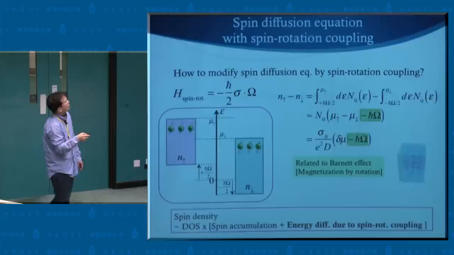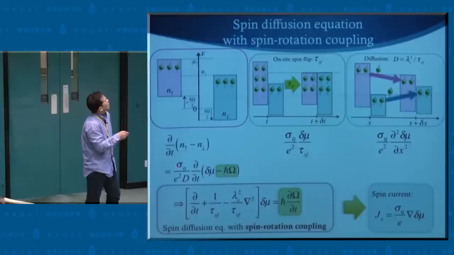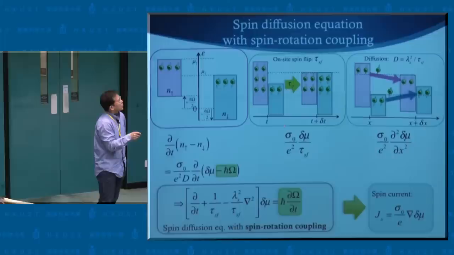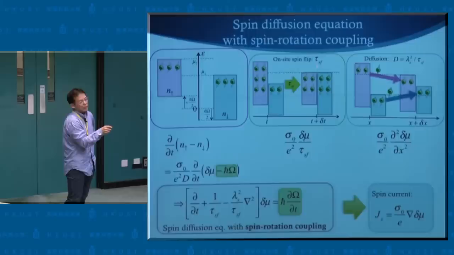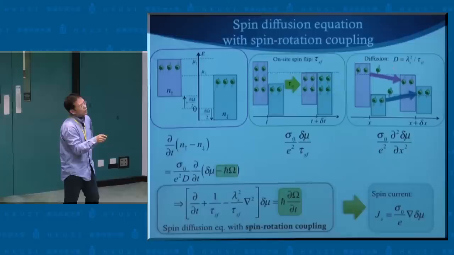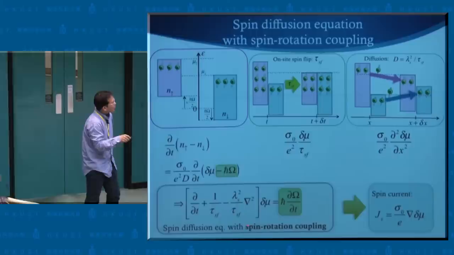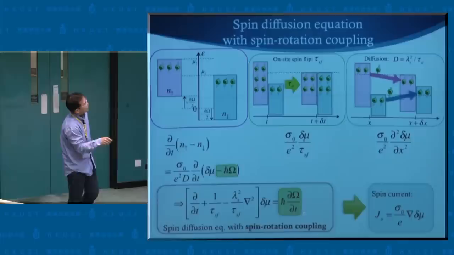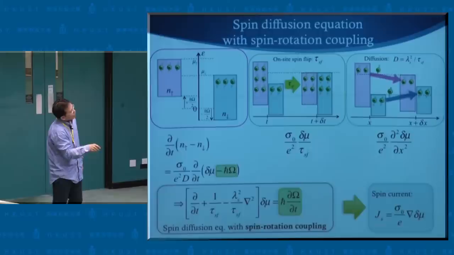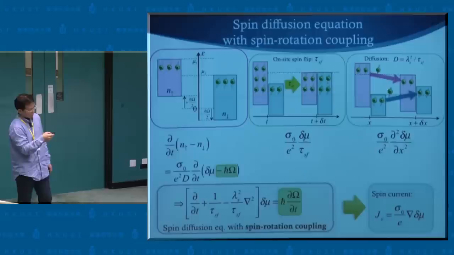In the time equation of motion, the spin density consists of two processes. One is the on-site spin flip with the spin lifetime tau sf, and the other is the spatial diffusion with the diffusion constant D. So then we obtain the spin diffusion equation with this kind of source term. And from this equation, we can estimate the spin current from this formula.